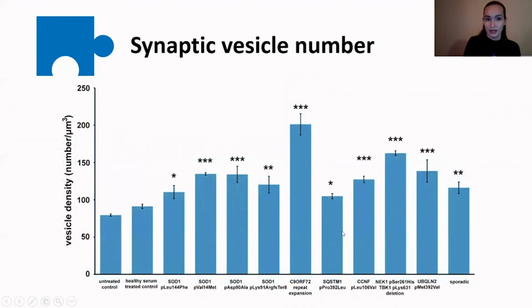We quantified the number of synaptic vesicles as well, and we proved that due to the passive transfer of ALS sera with identified mutation, there is an increase in the number of synaptic vesicles compared to the control groups, as well as in the case of sporadic serum treatment.